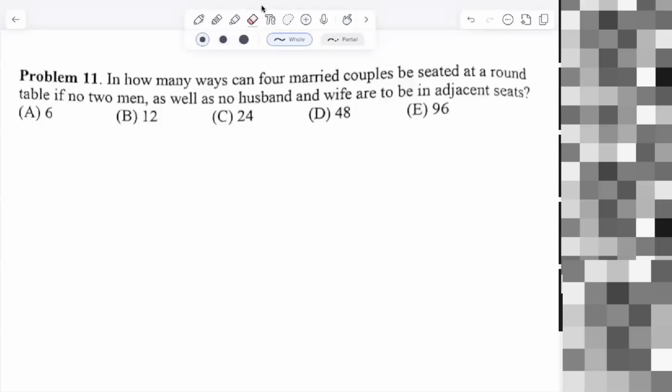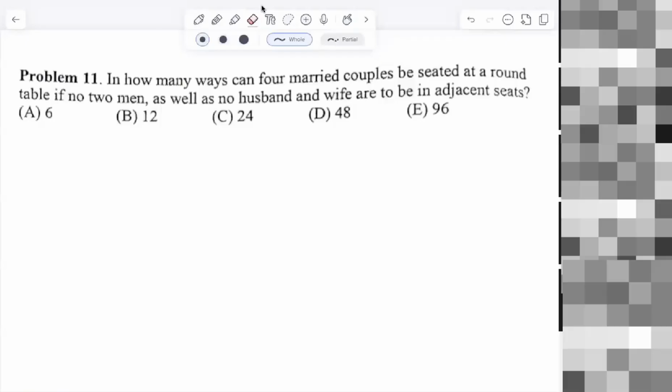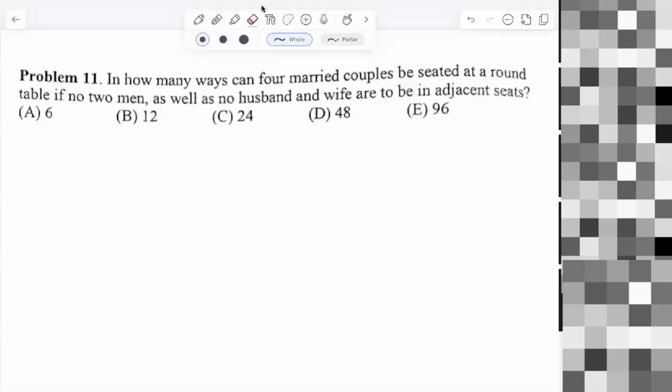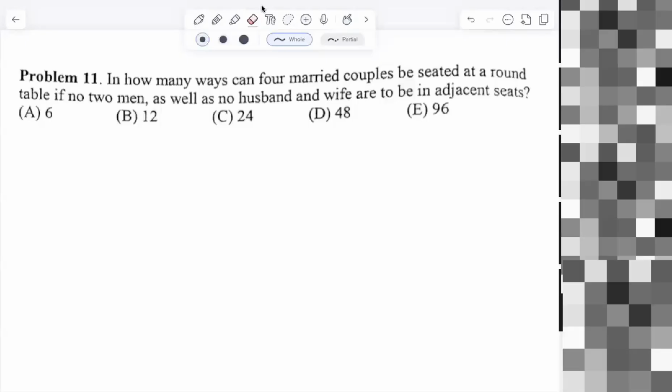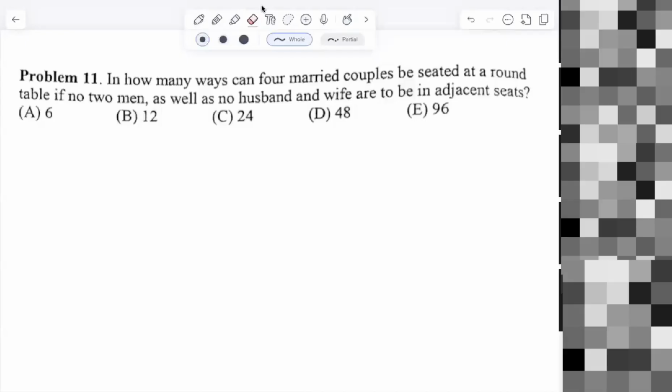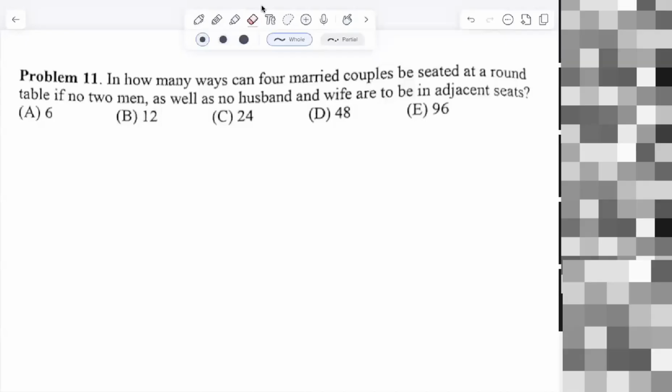Alright? Now let's move on to problem 12. In the figure above, each line segment represents a one-way road with travel permitted only in the direction indicated by the arrow. How many different routes from A to G that pass through E are possible?